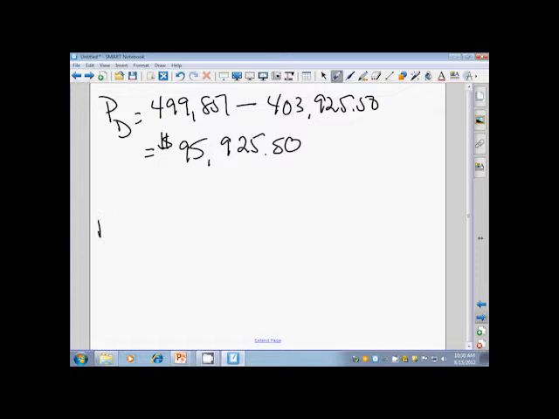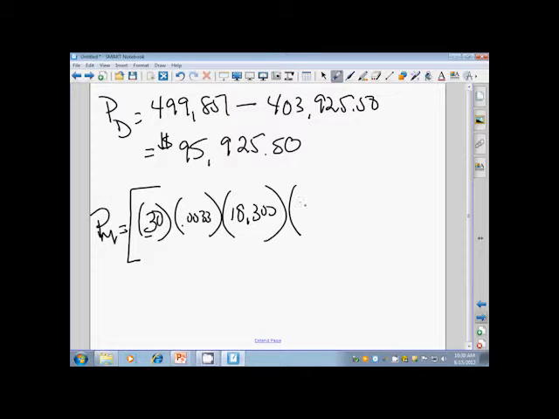So let's take a look at the profit for the mall. We have this formula. We figured this out already. All we're doing is substituting in the numbers that need to be substituted. So for the revenue, it's still $30 times the 0.0033 or 0.33%. The traffic count, though, changes. The mall traffic count is 18,300, and it's still open 306 days a year.